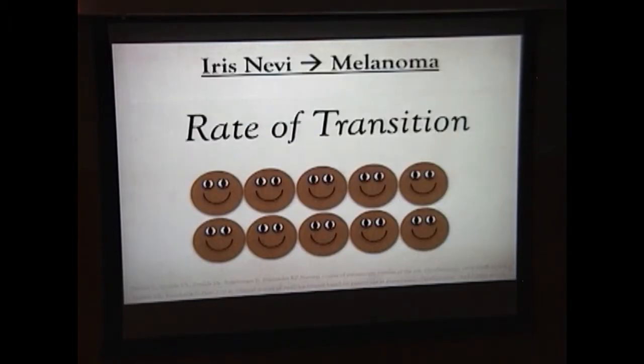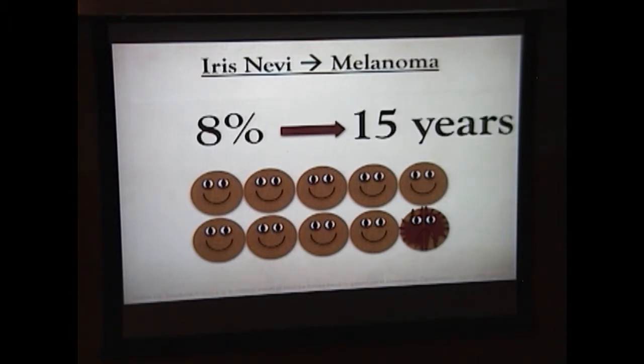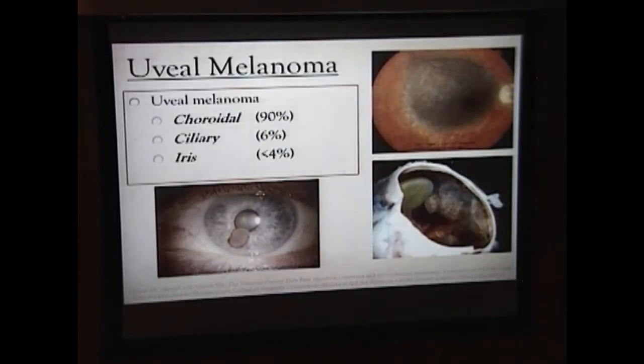So looking at the rates of transition of nevi already found on the iris that will transition to melanoma, in a study by Territo et al., they found that 5% of iris nevi eventually transformed into melanoma after 5 years. Additionally, a study by Shields found that after 15 years, 8% of these original nevi eventually transitioned into melanoma.